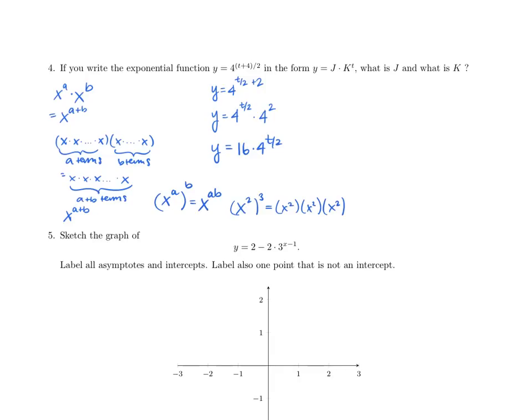All right, and that means that I have x times x times x times x times x times x. Or look at this. Every time you look at x squared, that's 2 factors of x. And then when we cube it, that's 3 sets of 2 factors, right? So ultimately you end up with 6 factors of x, or their product.